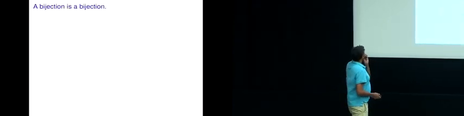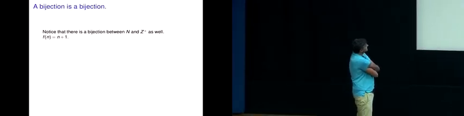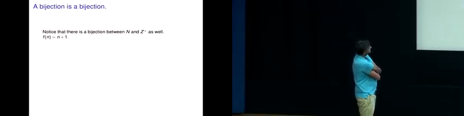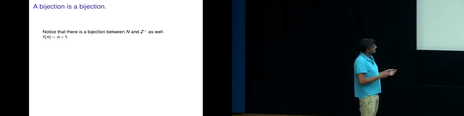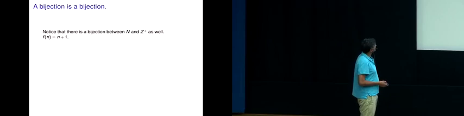Notice that there's a bijection between N and Z plus as well. What we did is we mapped from Z plus to N, but in this case, there was this other bijection.